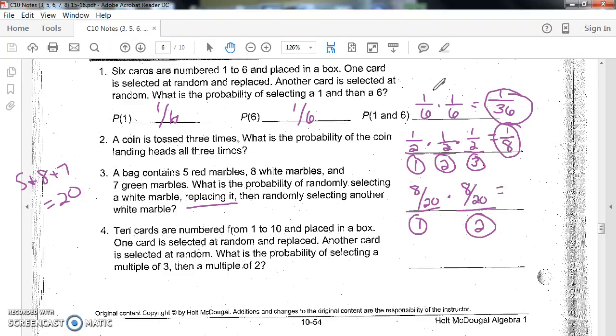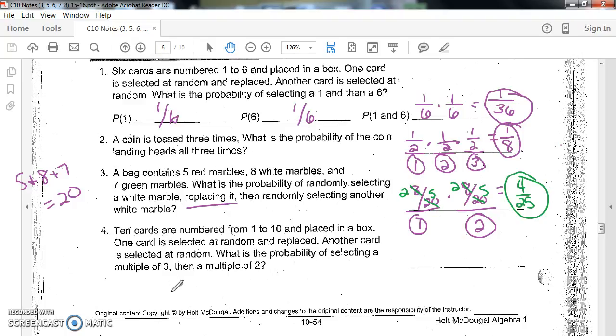It would help to simplify it just a little bit before we multiply so that we can kind of do it in our heads. The top and bottom of each of these fractions is divisible by 4. That would give us 2/5 for each one. This would be 2/5 also. 2 times 2 is 4. 5 times 5 is 25. So the answer here is 4/25.